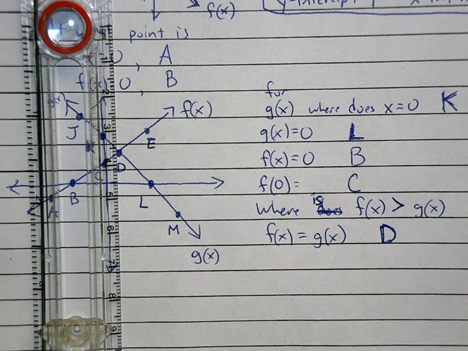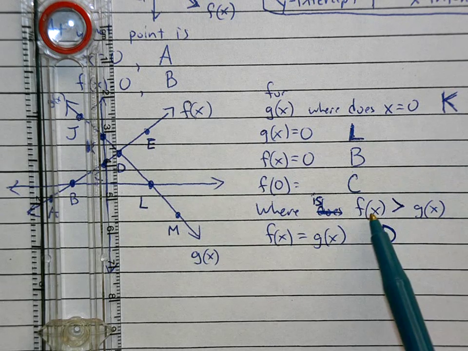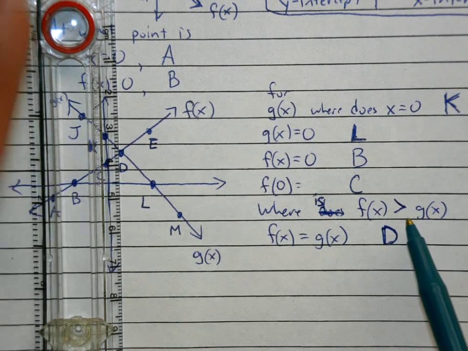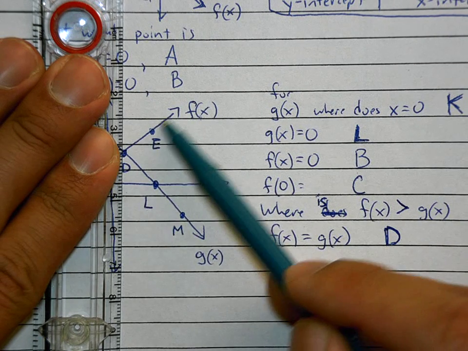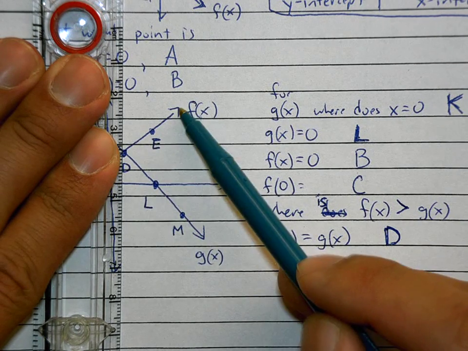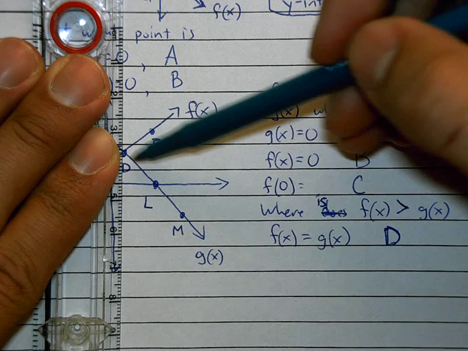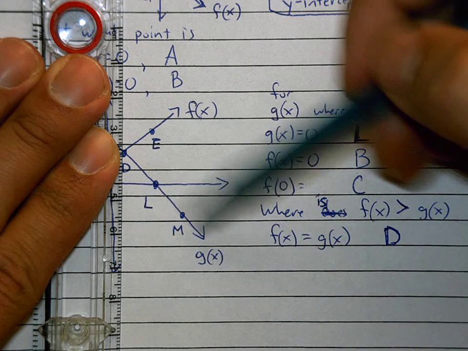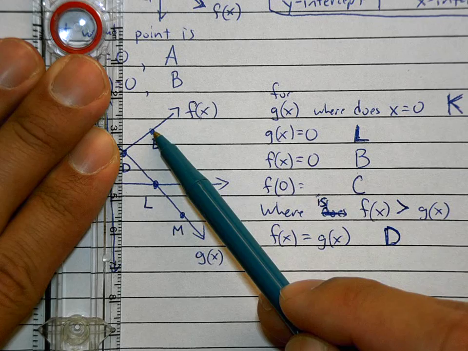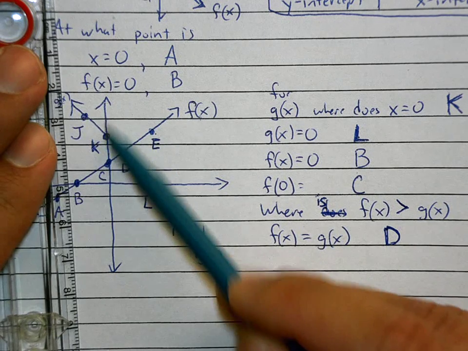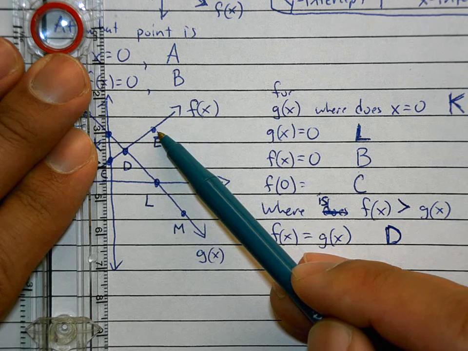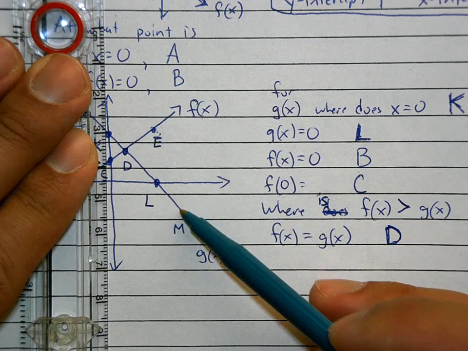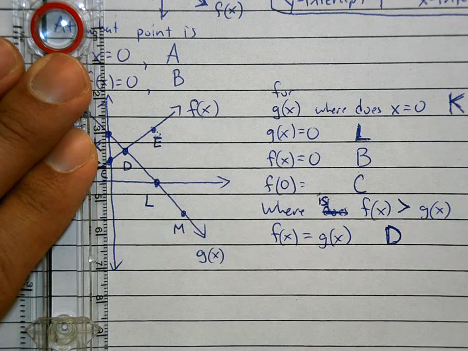Where is f of x greater than g of x? Now let me look at this. These points here, you see these points here? Are they above g of x? Are these points higher up on the y-axis than these points down here? This point here, I guess it's E, over LM, is this point bigger than these points down here?